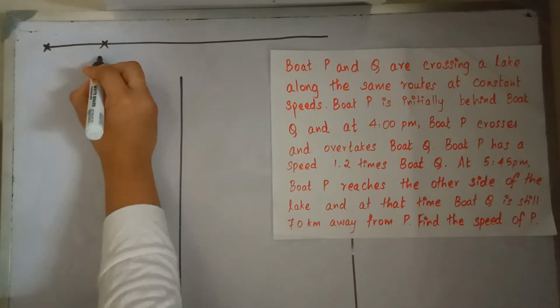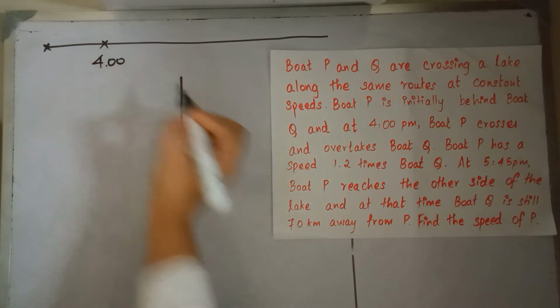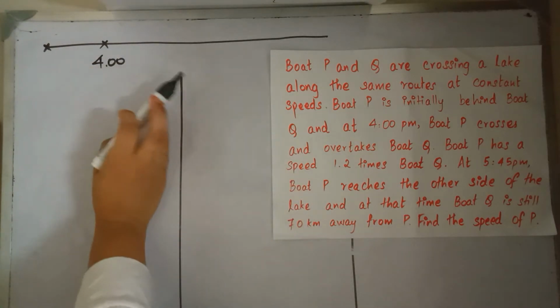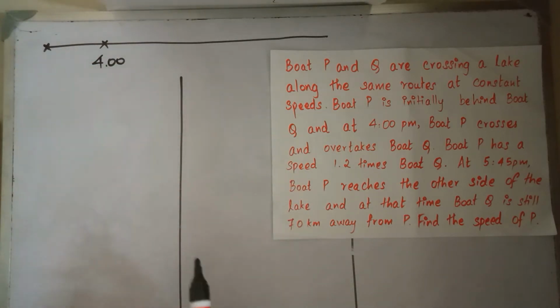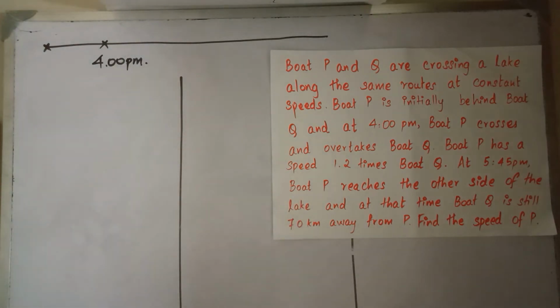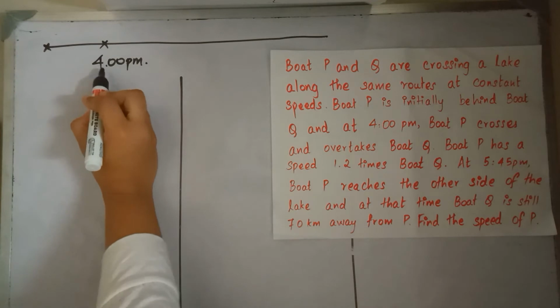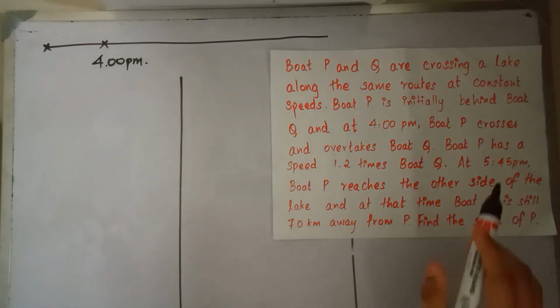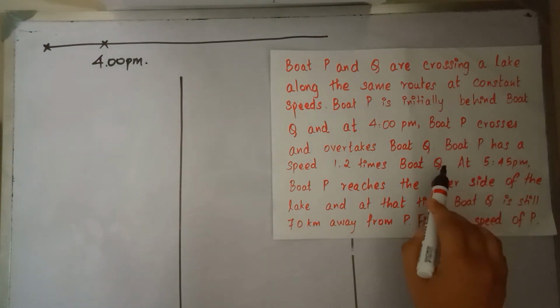Okay, so we have to only concentrate at 4 p.m. and afterwards, because the time before that does not matter. There's no information given about the time before that. So this is at 4 p.m. And what happens at 4 p.m. is that P crosses Q.